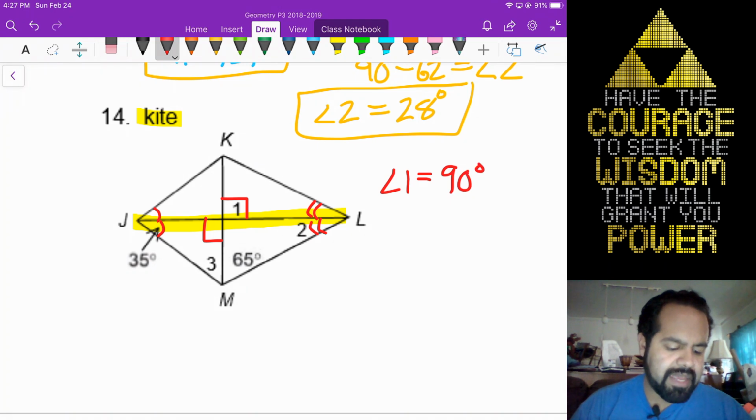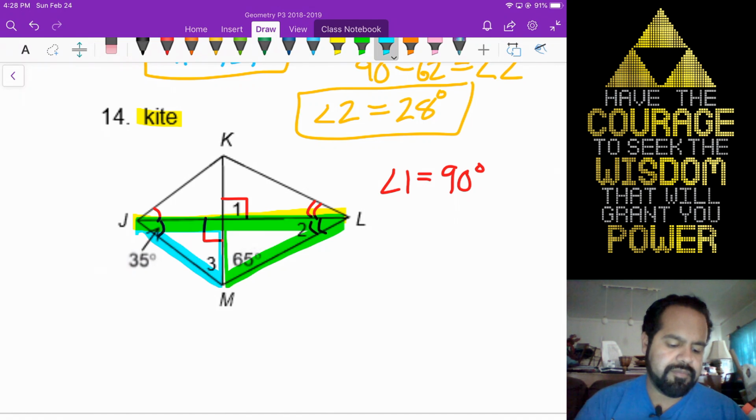Okay. Angles 3 and 2 are in two separate triangles. So I'm going to designate this one as the green triangle and this one as the blue triangle.